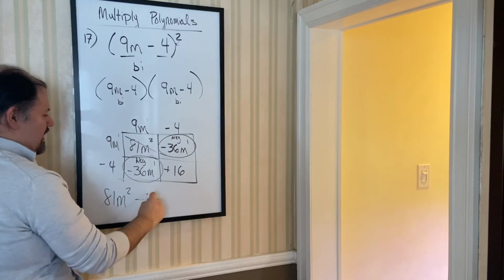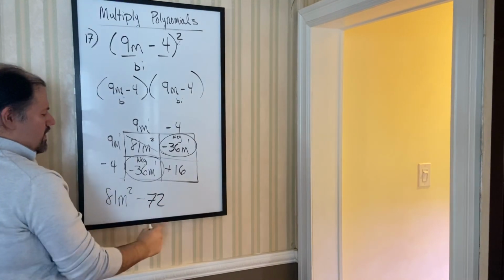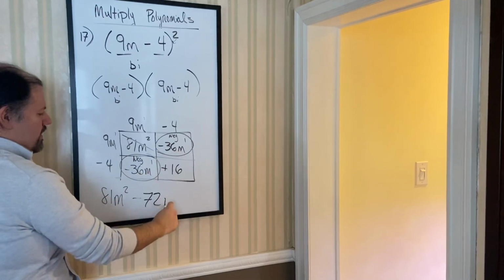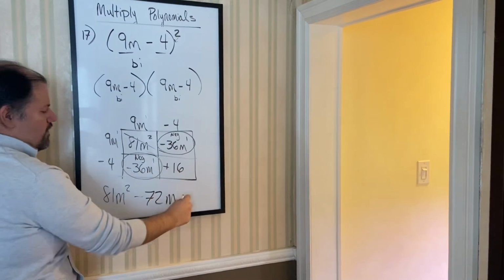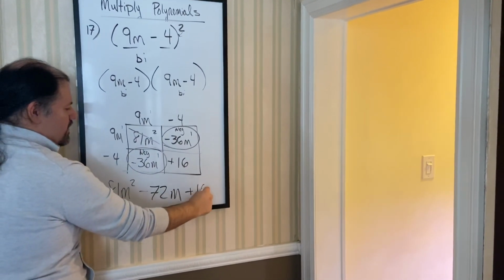This is how we get a negative 72m. And then our constant term will always be written last, positive 16.